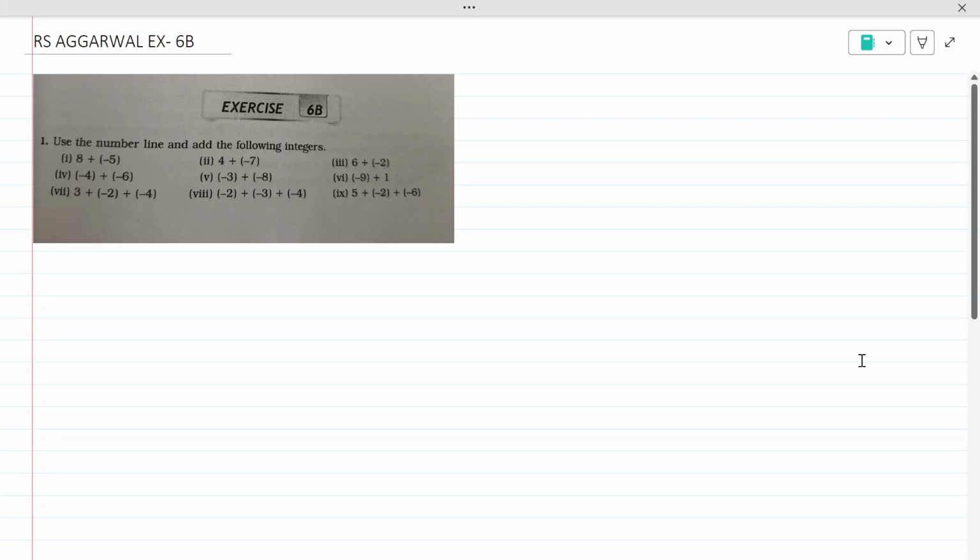Hello kids, let's start with the next exercise 6b, and I hope that you have done the homework questions of exercise 6a. Okay, so let's begin with 6b here. First question is, use the number line and add the following integers. So here we have to use the number line to do these questions. Let me pick the first question, 8 plus minus 5.